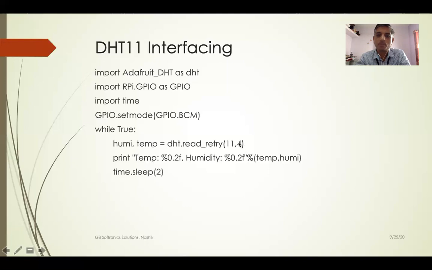So at GPIO4 I have to connect the DOut, and then this function will read the humidity and the temperature. Here we are getting that humidity and temperature into two separate variables, humi and temp, and then we are printing the temperature and humidity by using the print statement. Very simple. And we are reading this temperature and humidity every 2 seconds, so we must produce a delay of 2 seconds here, time dot sleep 2.